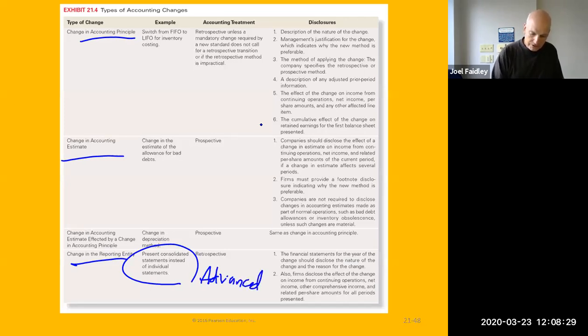But this is a good little cheat sheet here that tells you what to do as far as the accounting treatment. See that? Retrospective, prospective. Disclosures for that. They give you some examples there.